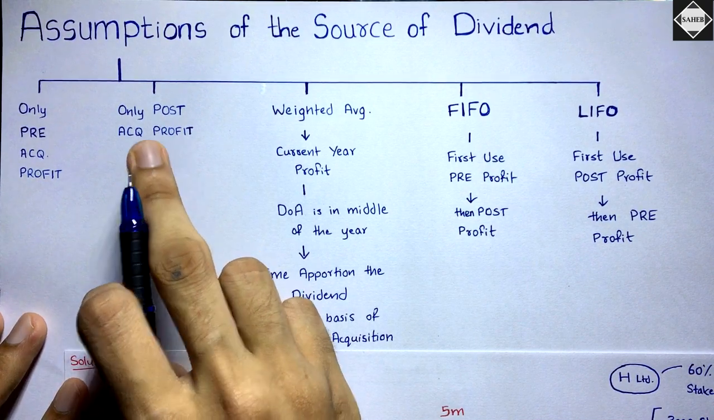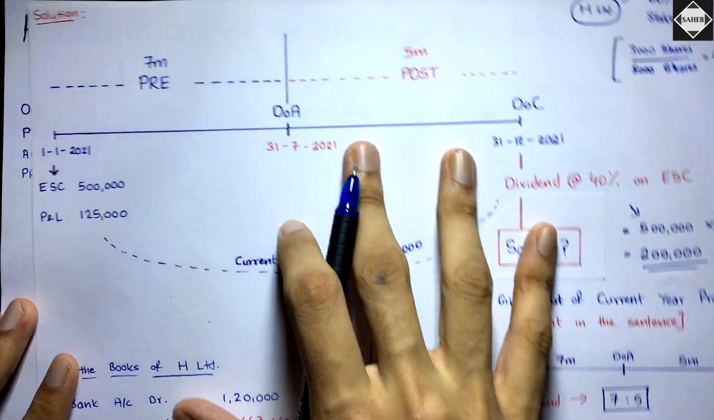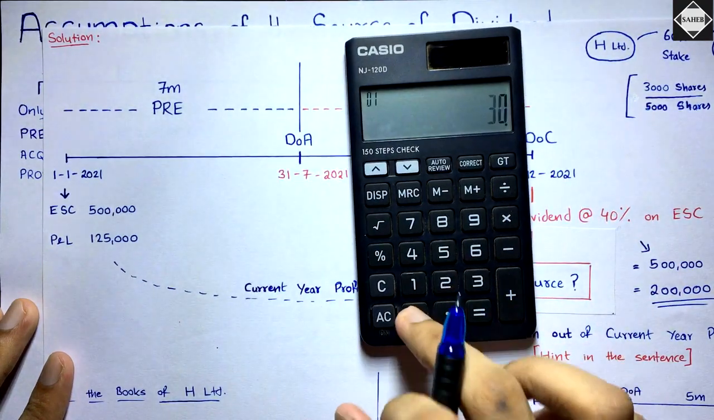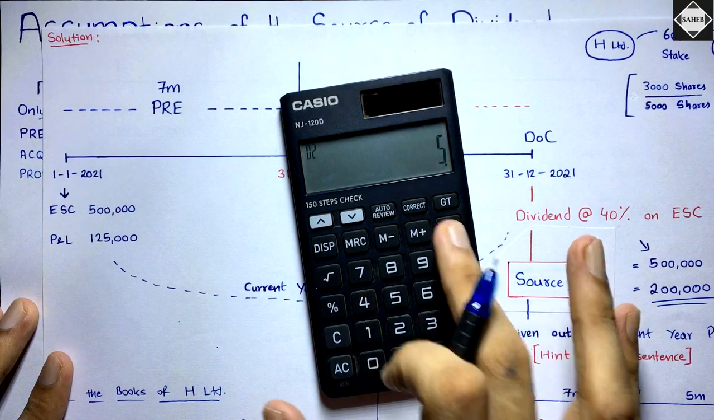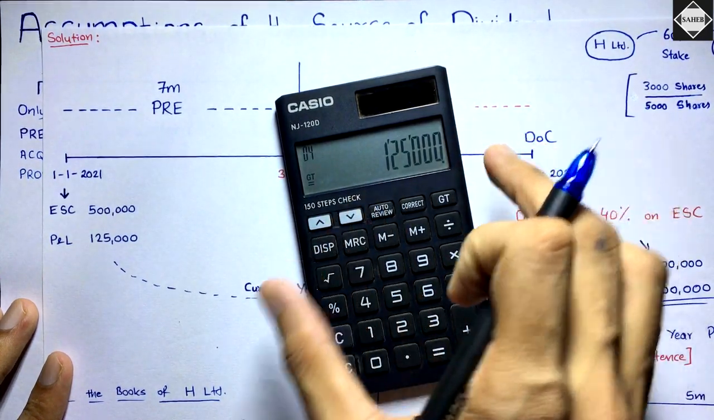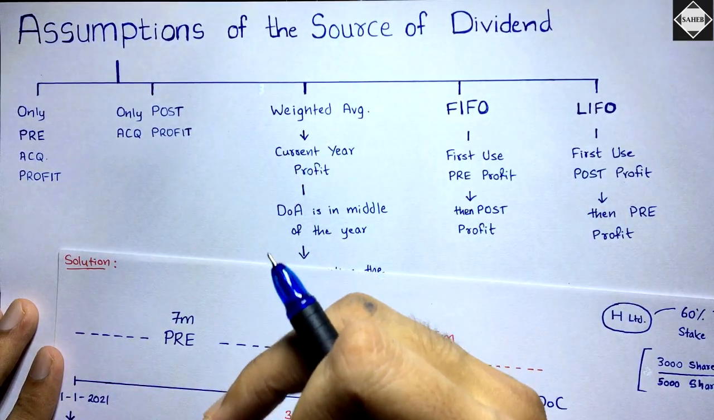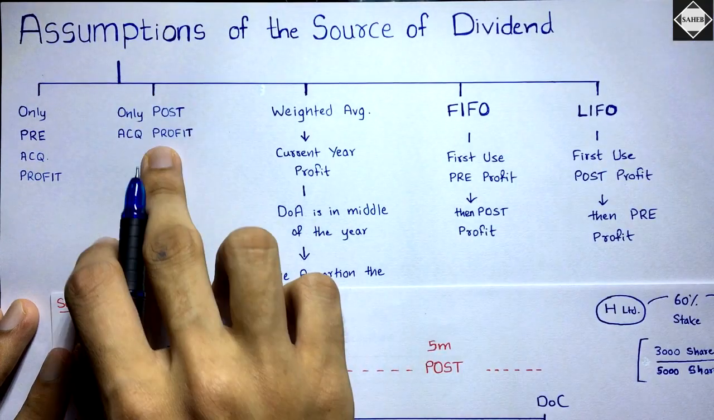And then the next assumption is only post-acquisition profit. Is this assumption possible in our illustration? See here. In this illustration 5, how much was the profit in post-acquisition? 1,25,000, isn't it? 3 lakh current year profit into 5 months, right? Into 5 divided by 12. So in post-acquisition, we had only 1,25,000. So this assumption is not possible in this current illustration.